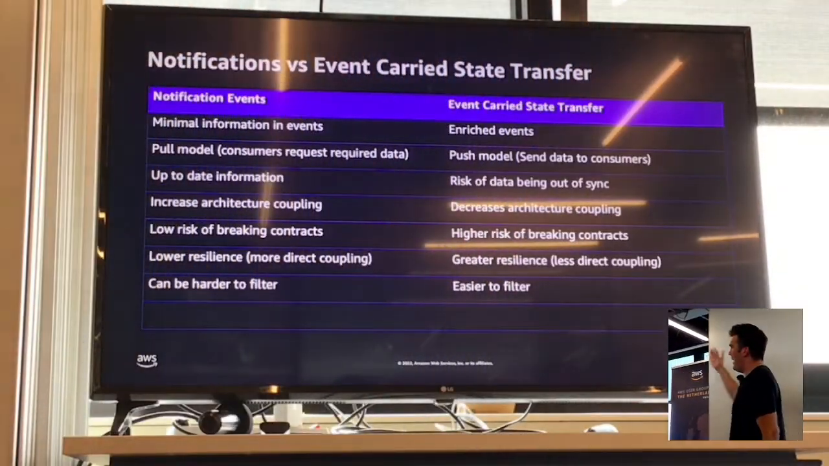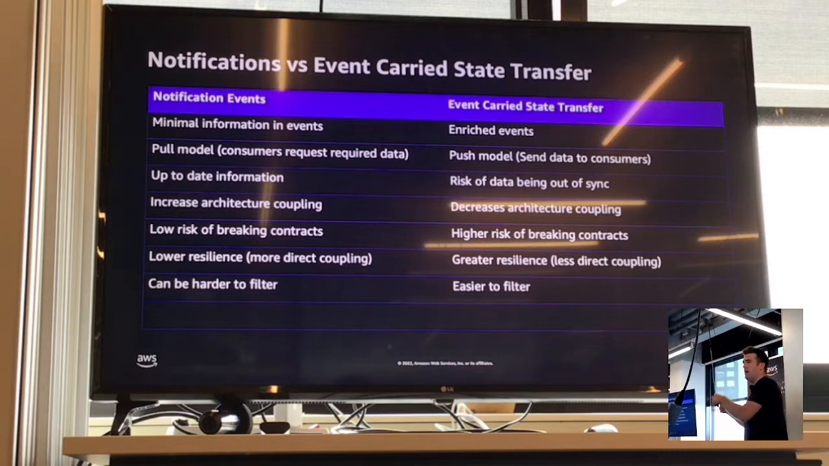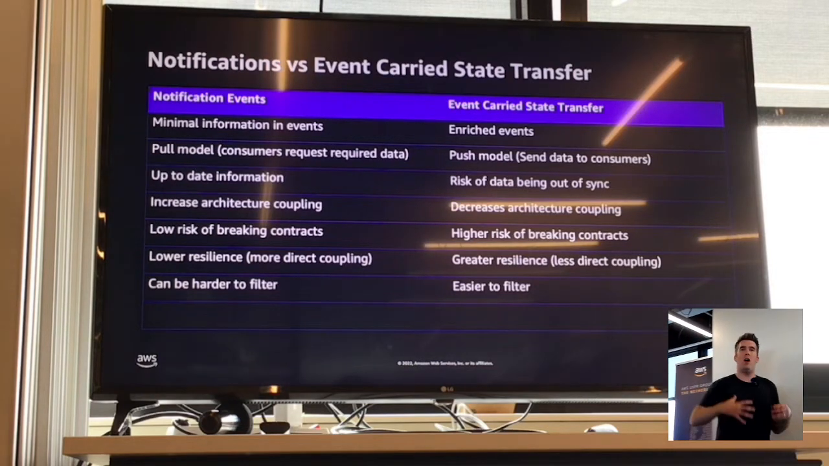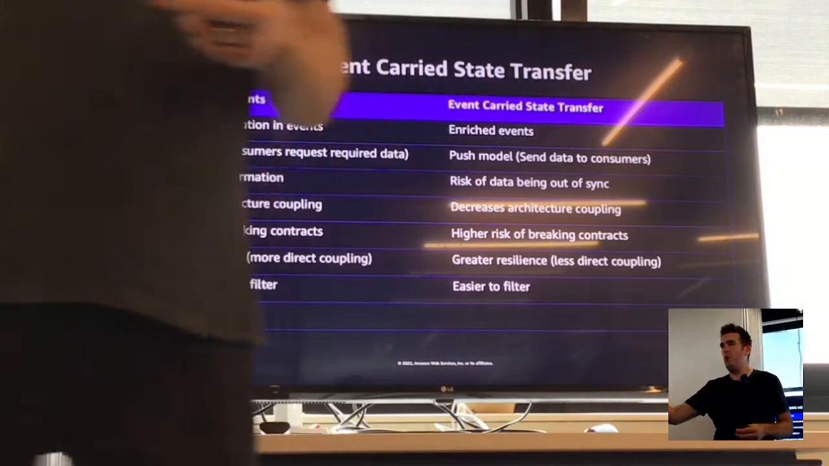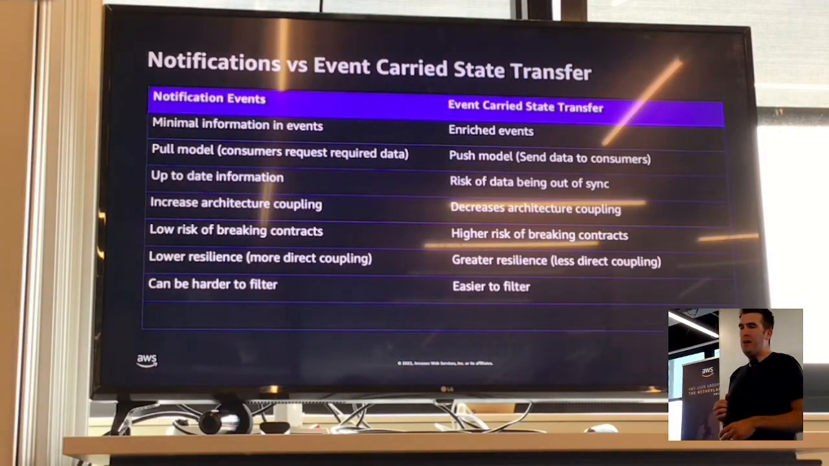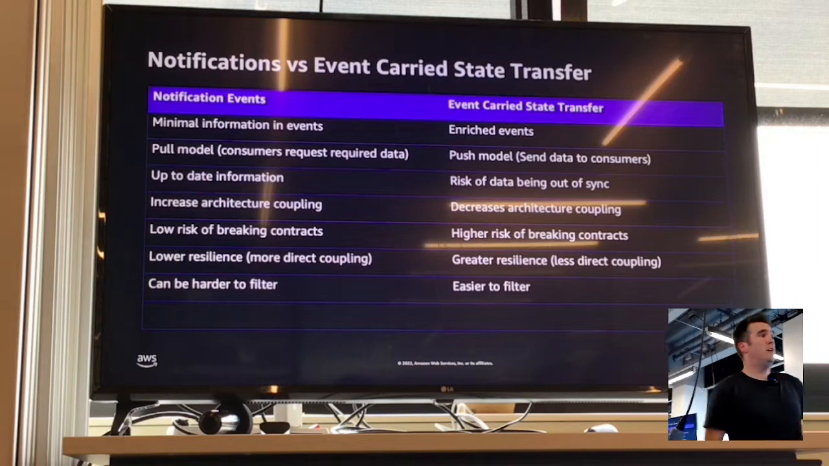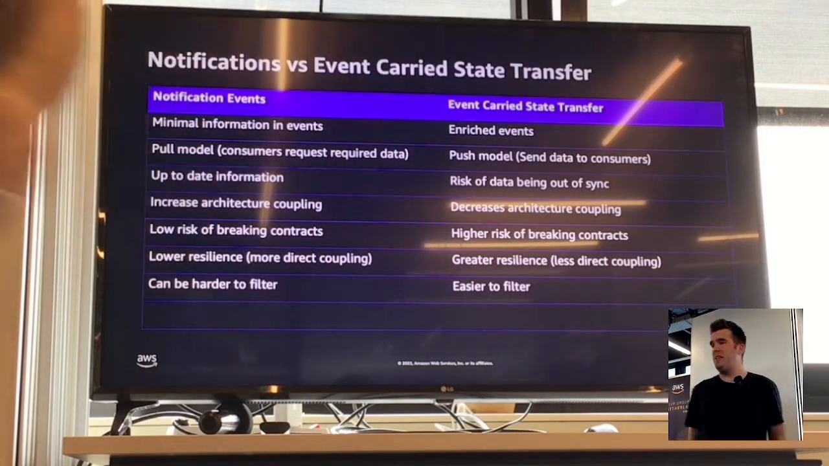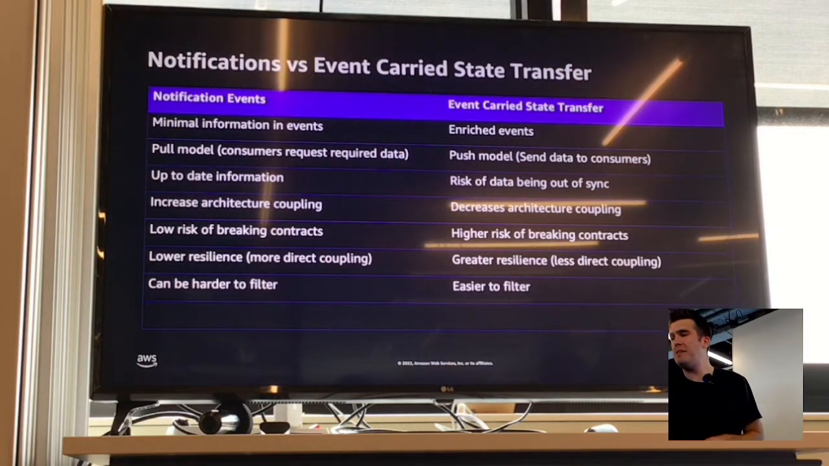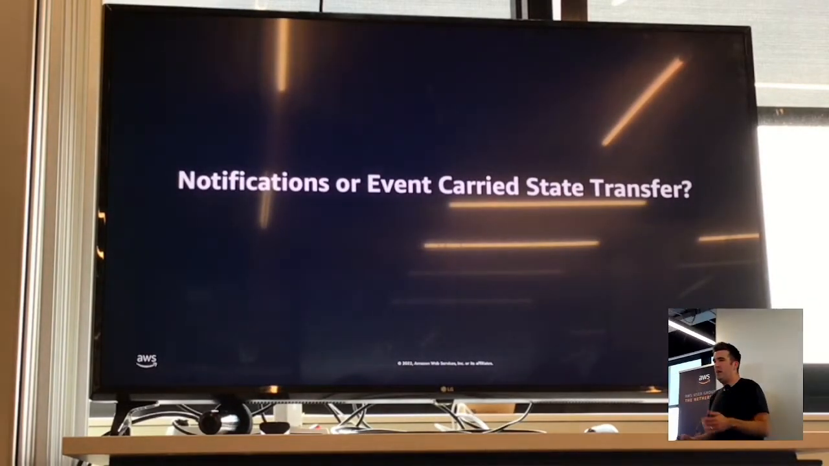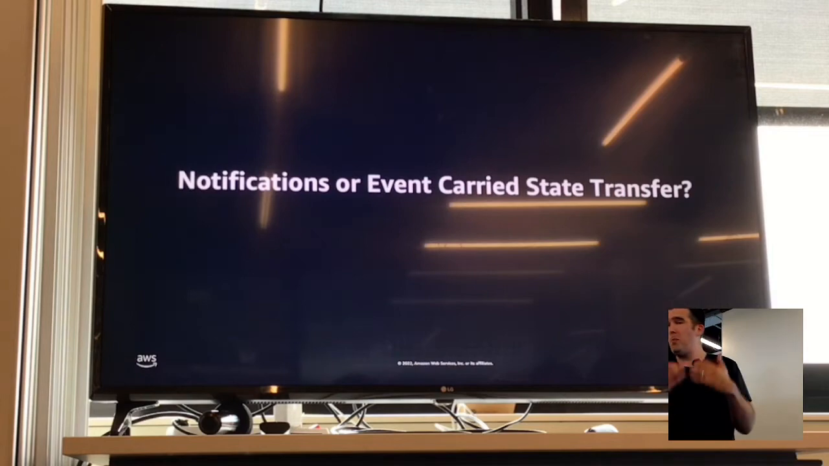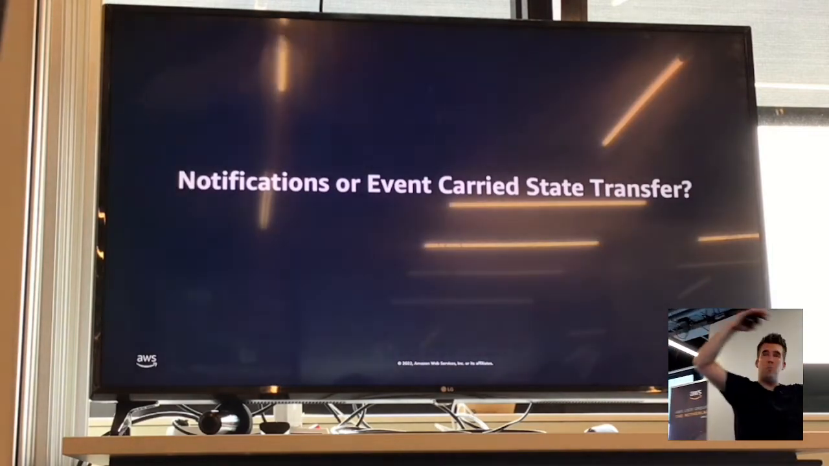So again, on the left, notifications, minimal in their events. On the right, event-carried state transfer, which are bigger in their events. We've got the pull, we've got the push, okay? And also, with EventBridge, harder to filter versus easy to filter. Now you might be sat there thinking, which one should we use then with event design patterns? And there are also other event design patterns. You've got domain events, which are events that fly within your bounded context, within your domains itself.